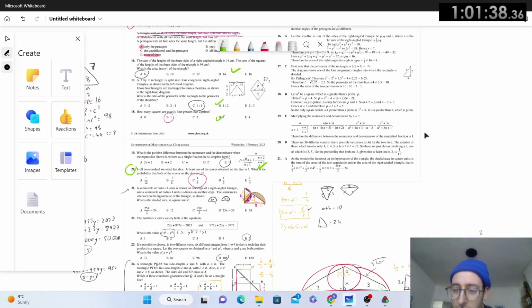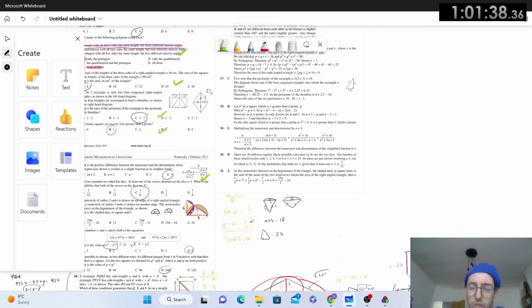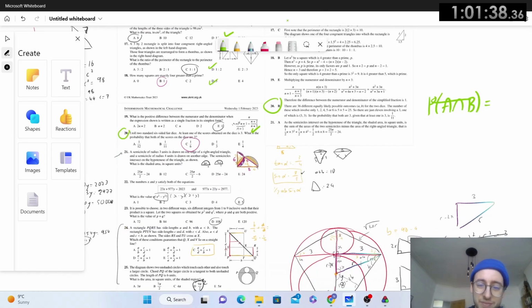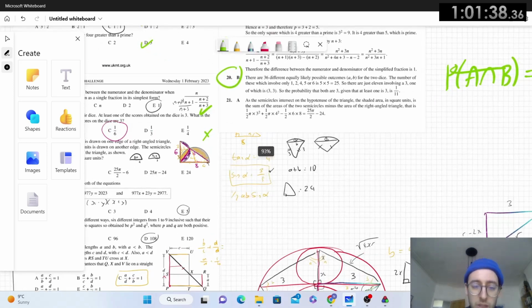36 equally likely outcomes for 2 dice. The number of those which involve only 1, 2, 3, 4, 5, or 6. Wait, what? Oh, I think I wrote my equation wrong when I was doing the conditionals. Probability of A and B is what I was looking for. Okay. Sad. 21. Oh, I didn't get this one either.